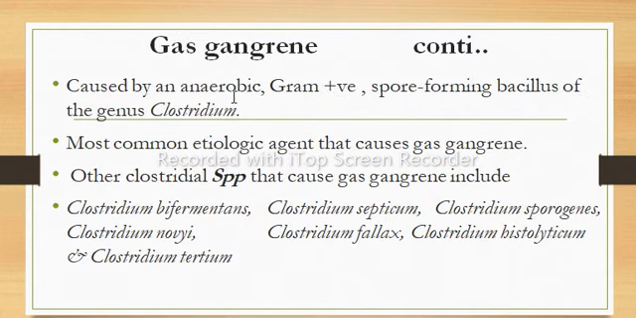The causative agent of gas gangrene is an anaerobic gram-positive spore-forming bacilli bacteria of the genus Clostridium. Clostridium perfringens is the most common etiological cause of gas gangrene. Here are some other species of Clostridia that cause gas gangrene. They include Clostridium bifermentis, Clostridium septicum, Clostridium sporogenes, Clostridium novyi, Clostridium fallax, Clostridium histolyticum and Clostridium tertium.